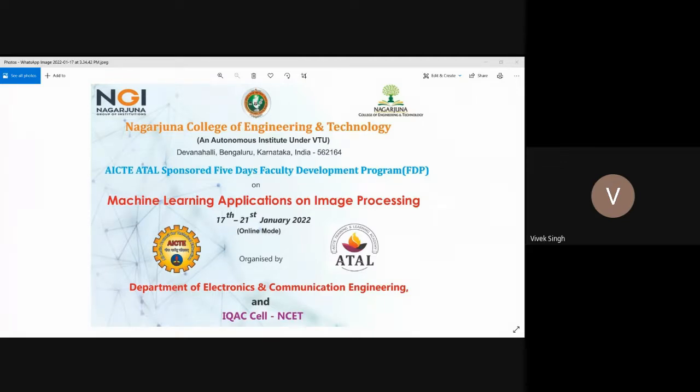Now we can go to the session, sir. Thank you very much for the introduction. I'm thankful to the organizers, Dr. Rohit, and other organizers for inviting me. I request all of you to mute your mics so that we can avoid the disturbance. I request all the participants to mute their mics. Thank you. So, not taking much time, let us start the discussion.